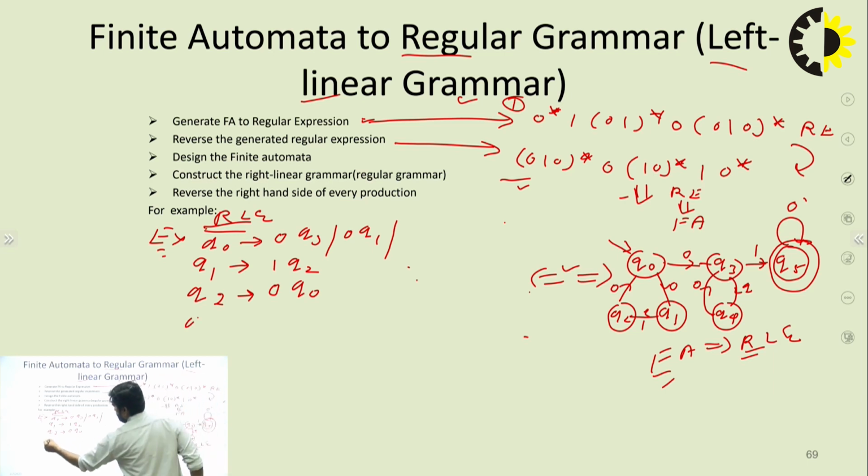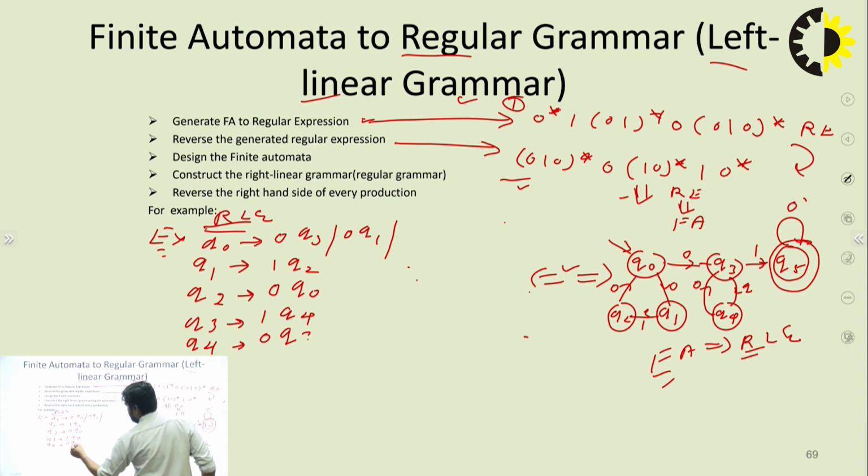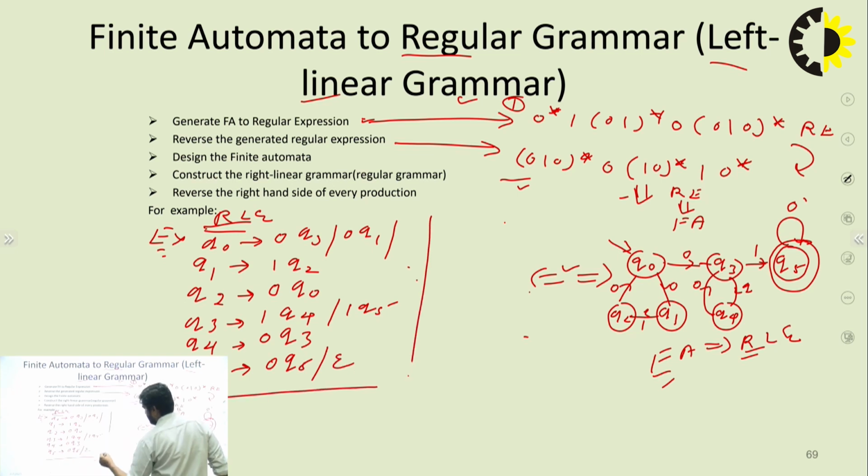Now we talk about Q3. Q3 takes input 1 and reaches Q4, and Q4 takes input 0 and reaches Q3. The last final state Q3 also takes a 1 and reaches Q5. Now here we just check it. Q5 is a final state. It takes input 0 and reaches Q5, and also epsilon. That is a right linear grammar.